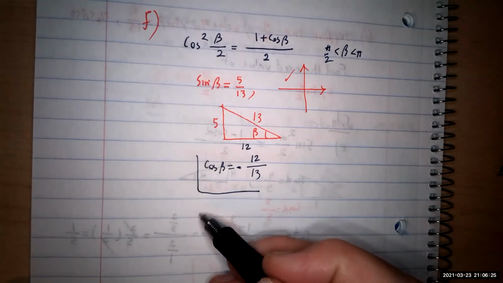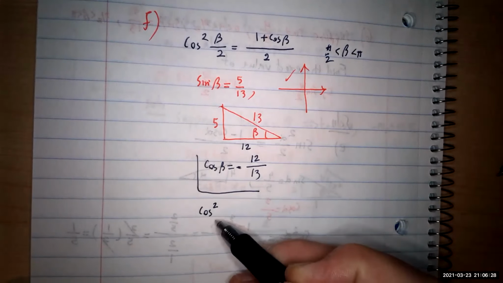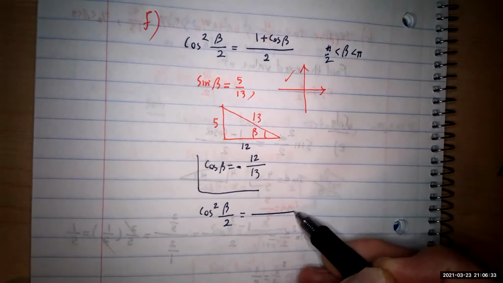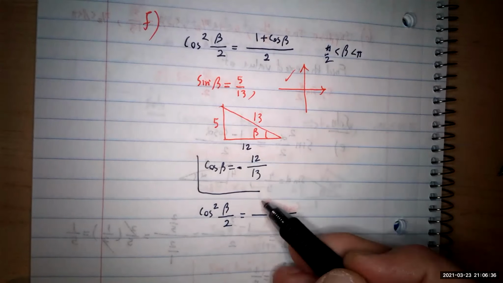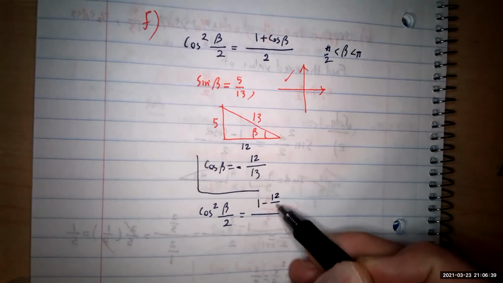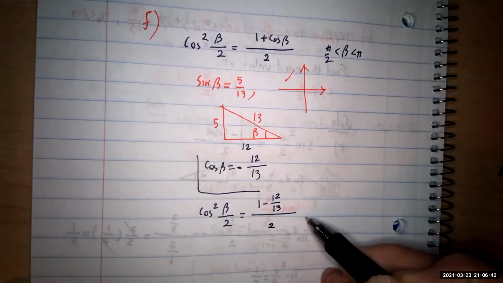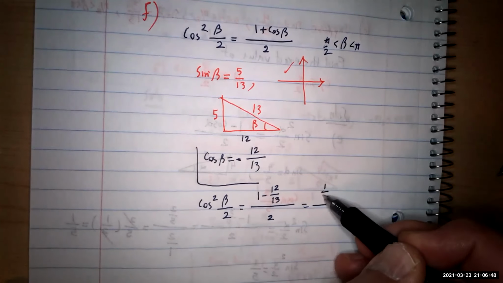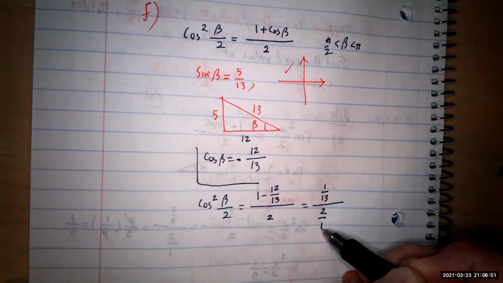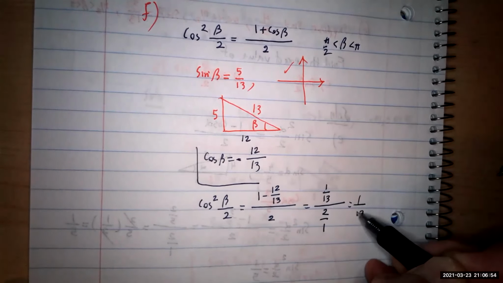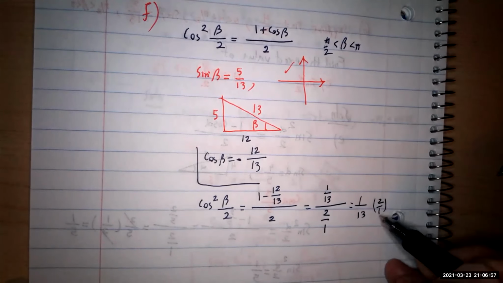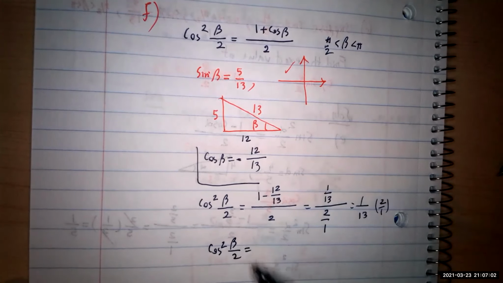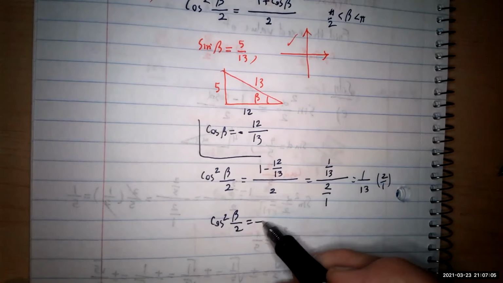We substitute here, so we're going to have a cosine squared of the beta half, which is going to be equal to 1 plus cosine, that gives a 1 minus 12 over 13, divided by 2. So the top would be 13 minus 12, which is 1. So it's going to be 1 over 13 over 2 over 1. So that would be 1 over 13 times 2 over 1. So the cosine squared of the beta half is going to be equal to 2 over 13 this time.